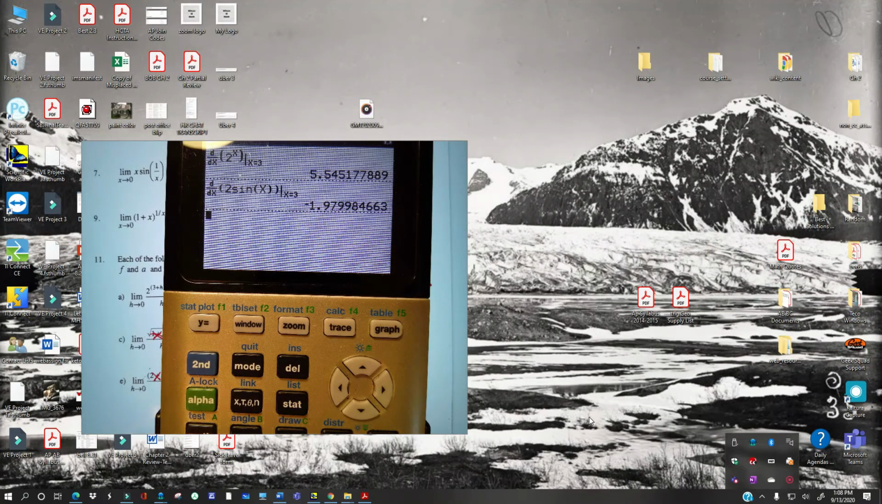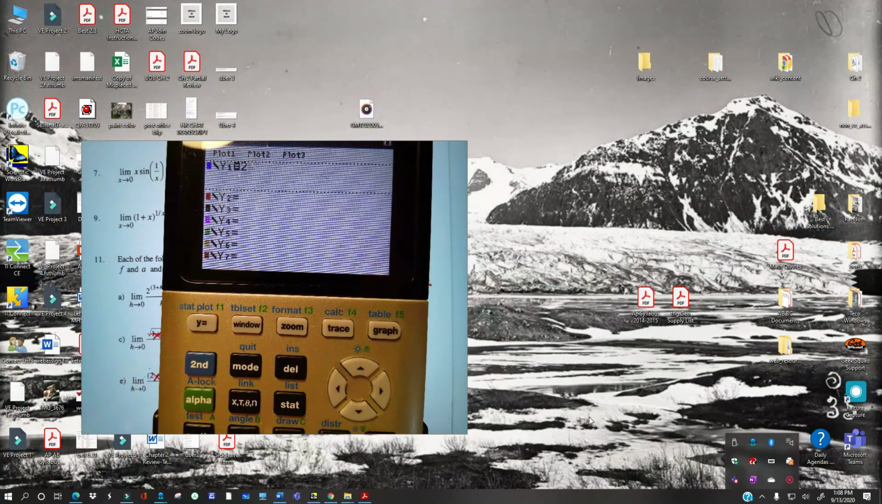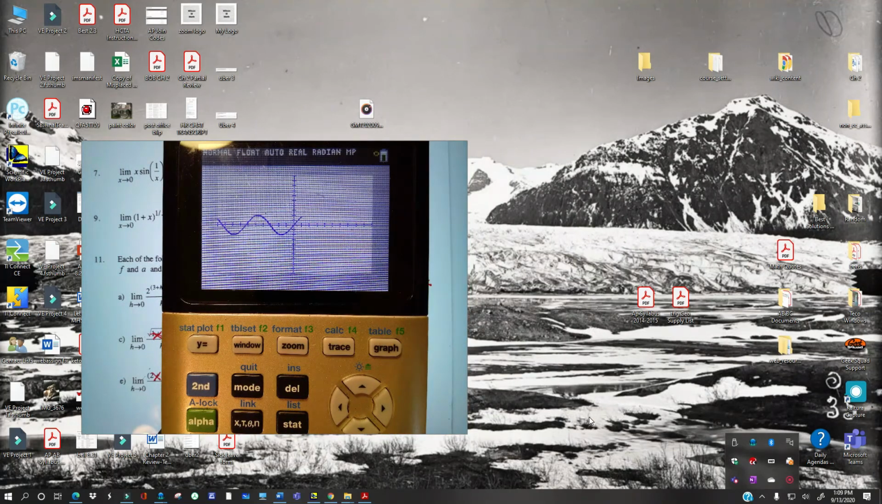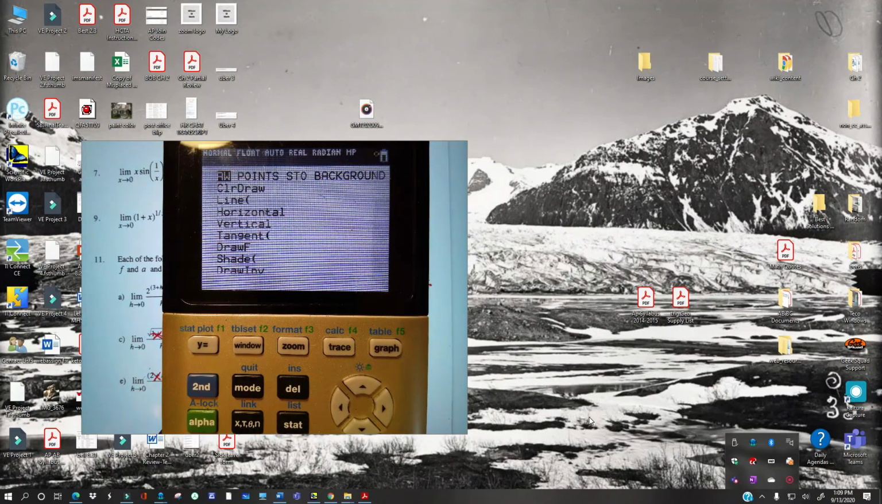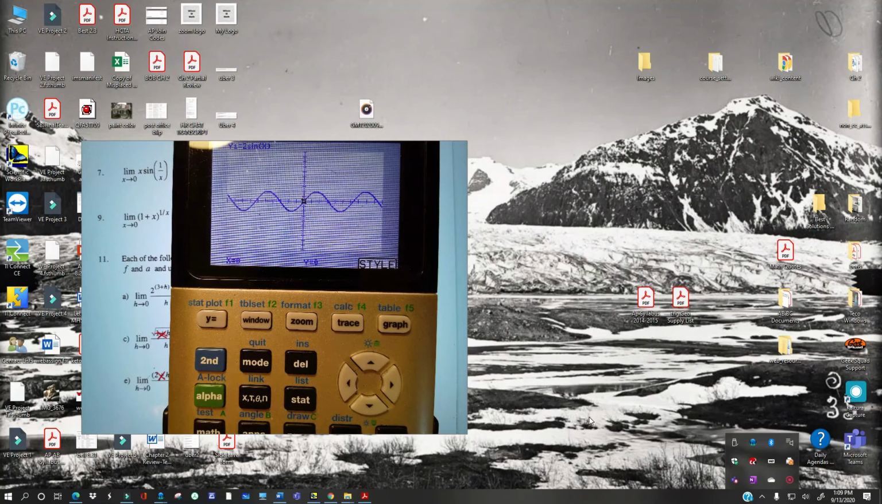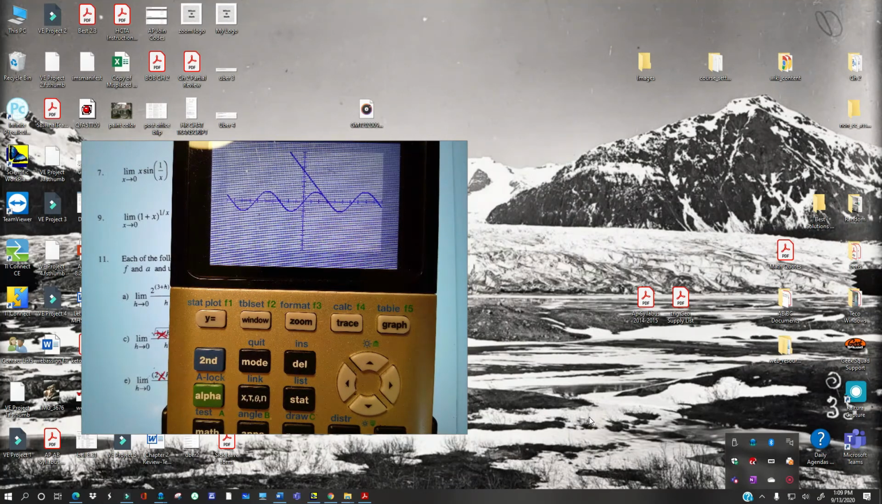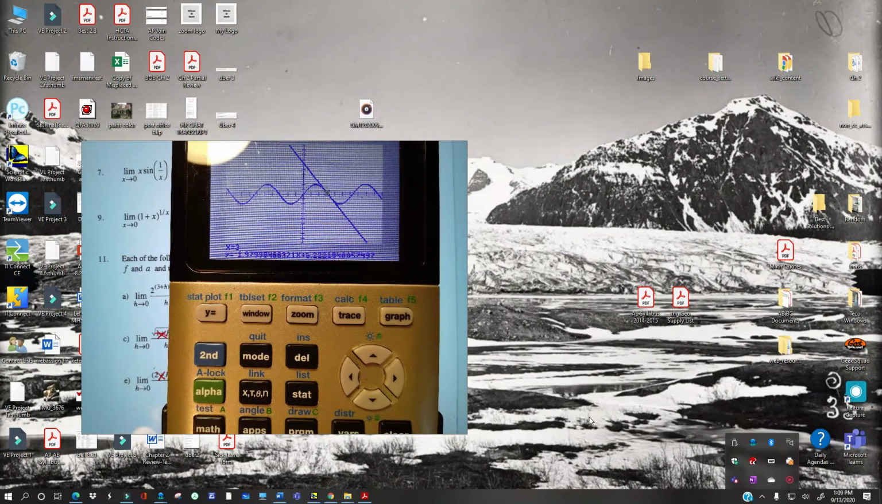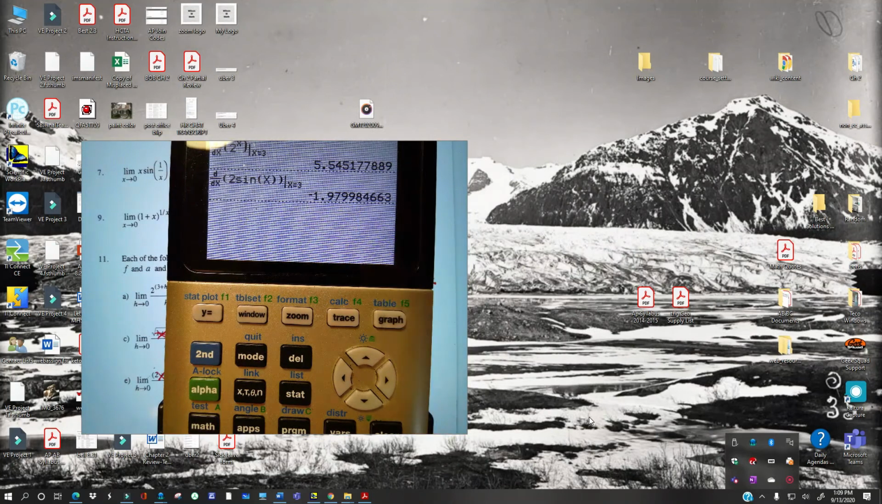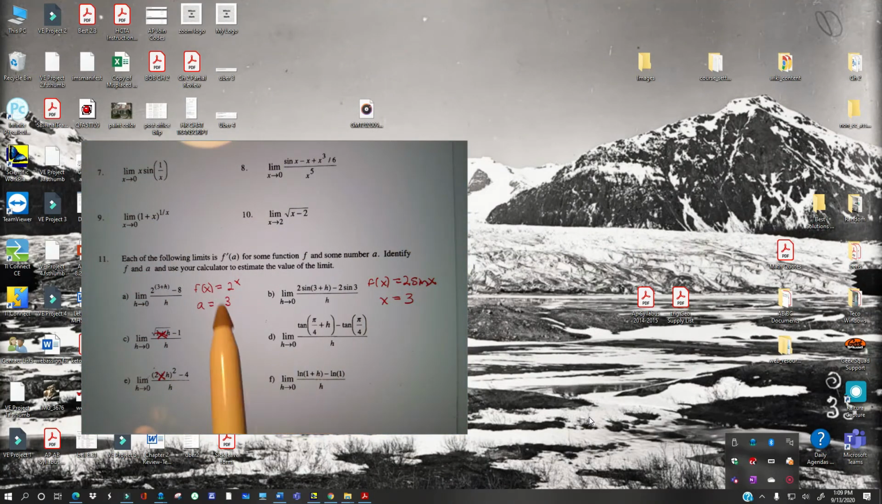Again, if I were to graph that function, 2 sine of x, hit the graph key, here it comes. And if I do second, draw 5 at x equals, what was that again? 3. So at x equals 3, hit enter, it'll draw the tangent line. It's definitely negatively valued, and it's negative 1.980. Alright, so same as you got here. So I'm going to let you do the rest of these, you shouldn't have any problem now. I'll just help you identify the functions.